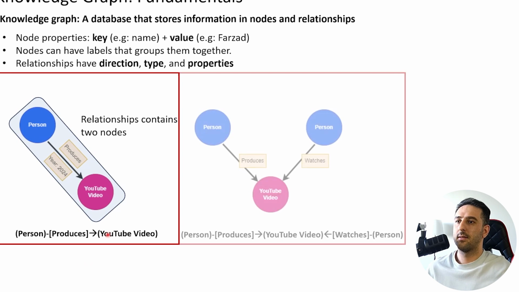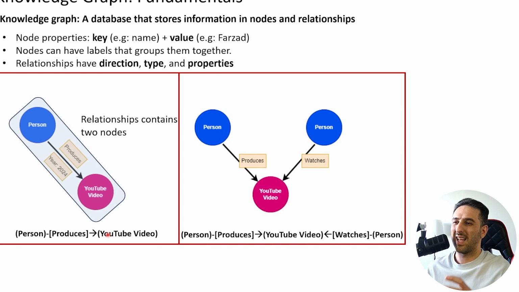So let's make this a little bit more complex. I have two person nodes, and both of them have a relationship with the YouTube video. One of them produces the YouTube video and the other one watches the YouTube video. So again, if you check here, you will see that in the text style, I can write the relationships and the nodes like this. So I have a person that produces the YouTube video, and this is the direction of the relationship. And on the other side, a person watches the YouTube video.